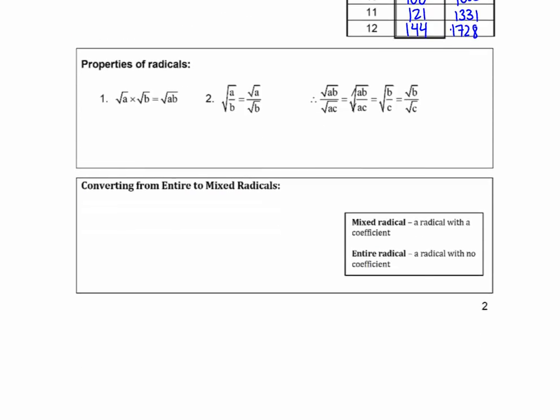Yes? Maybe not? I wrote down our radical properties. This one got weird for some reason. Sorry. We're going to cover these in depth over the next couple days. Let's talk about converting an entire radical to a mixed radical, okay? So this is for square roots. We can adjust it for cube roots or fourth roots.